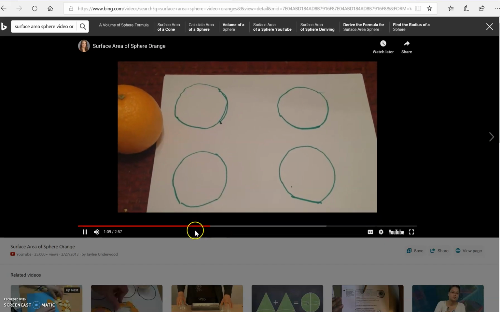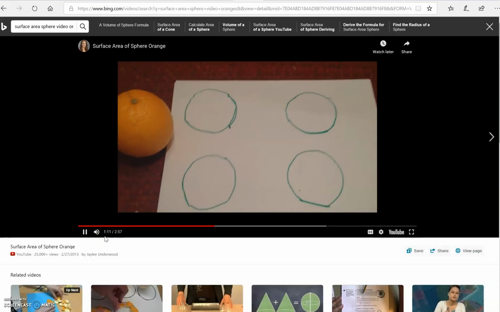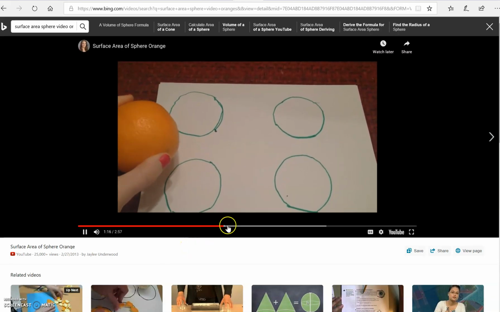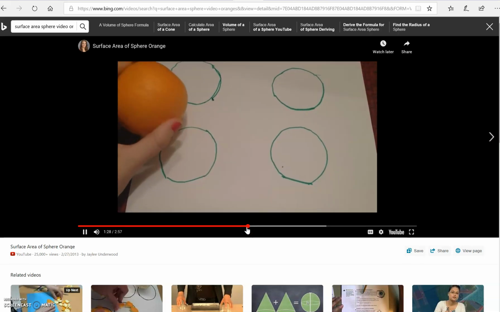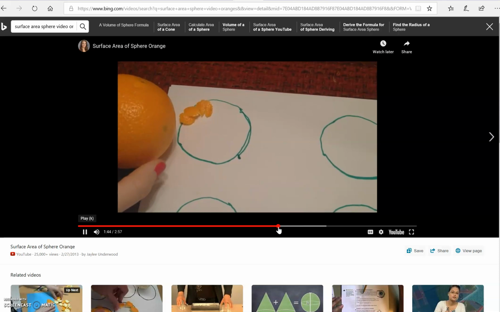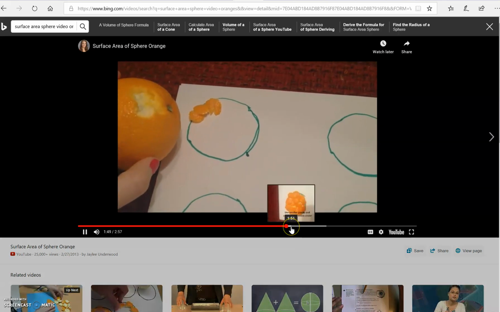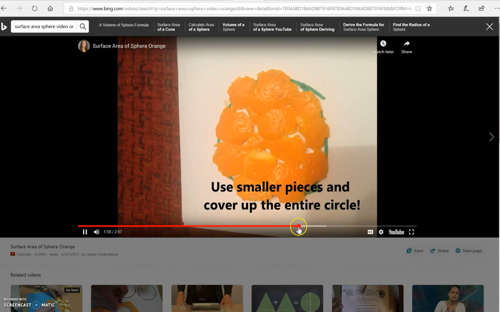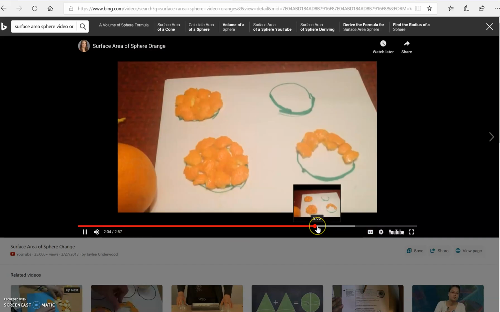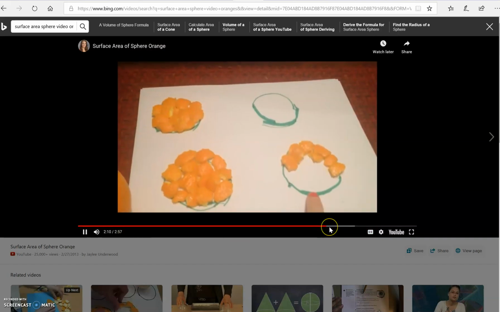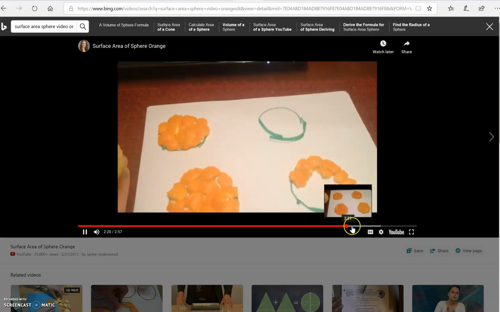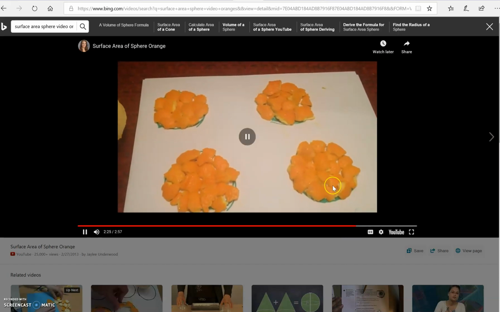Now that I have my 4 circles drawn, the next step is going to be to take the surface of our sphere and try to fill these 4 circles by peeling the orange. Also, you want to make sure that there's no white space, so the easiest way is to use the smallest pieces that you can. Third circle now. Okay, so I finally have covered.